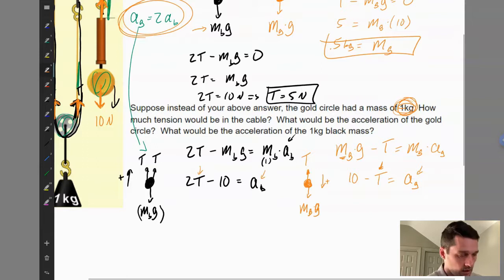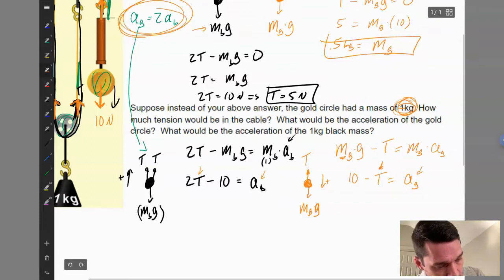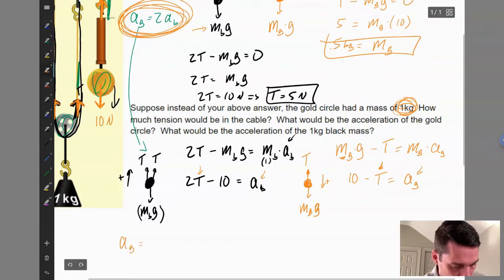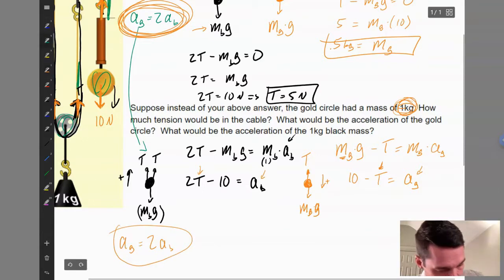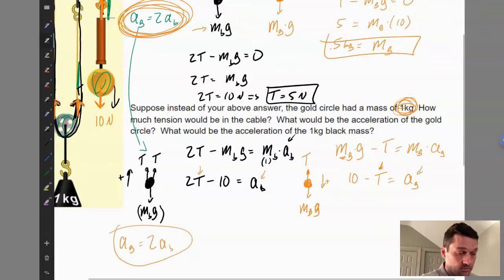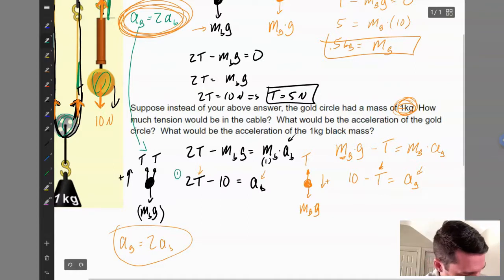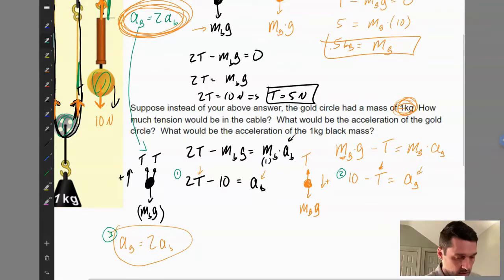Uh-oh. 3 unknowns. The only way to solve 3 unknowns is to have a system of equations with 3 equations. Oh, but remember, the accelerations do relate to each other. The acceleration of the gold thing is going to be twice as fast as the acceleration of the black thing. So this is going to be a substitution we're going to make. So basically we've got 3 equations. Just kind of set that out. You know, in this sort of a problem, expect that. 3 equations. Ugh. So here's one equation, here's a second equation, and here's a third equation, just one that relates the acceleration of the 2 objects to each other.